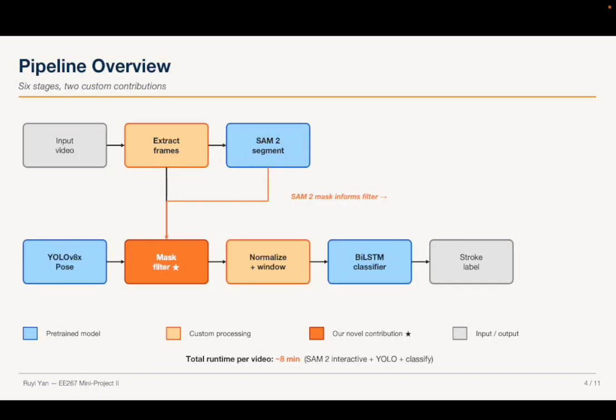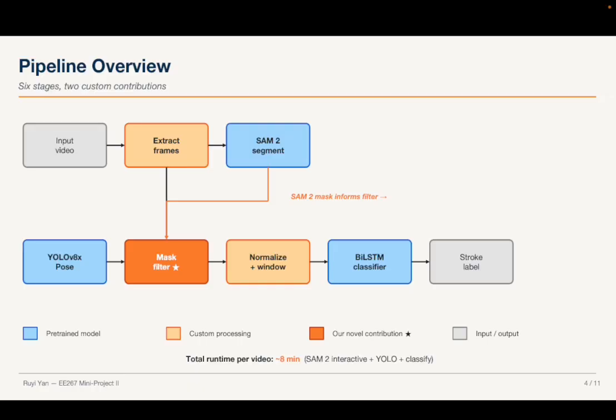Here is the full pipeline at a glance. The blue boxes are pre-trained foundation models: SAM2, YOLOv8x-pose, and the BioSTM classifier. I didn't train any of them. The orange boxes are my custom processing: frame extraction, the mask filter, the normalization with windowing. The bright orange star box, the mask filter, is a novel technical contribution, and I will dedicate slides 7 to 8 to it.